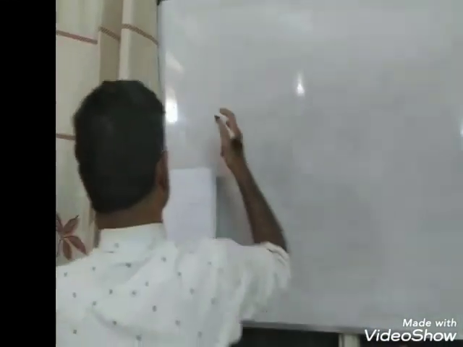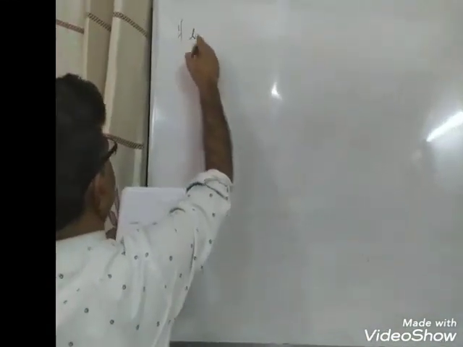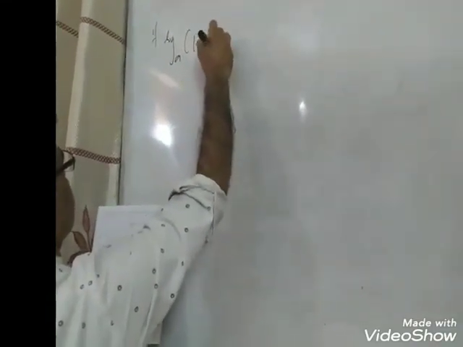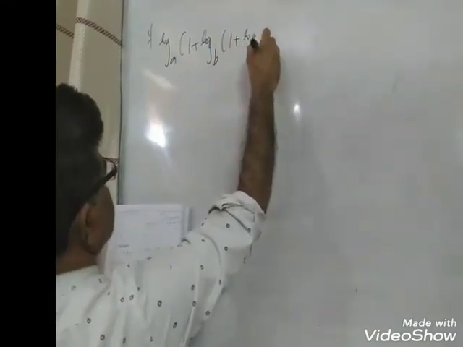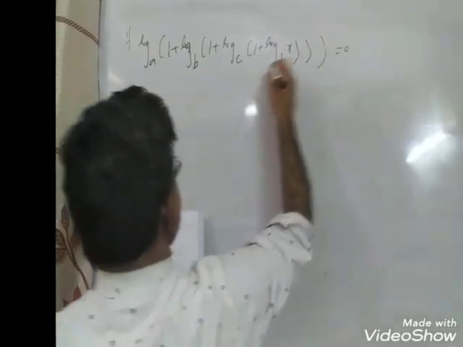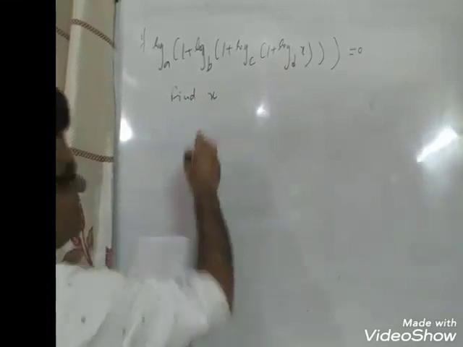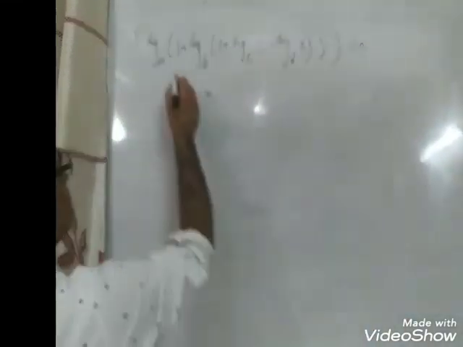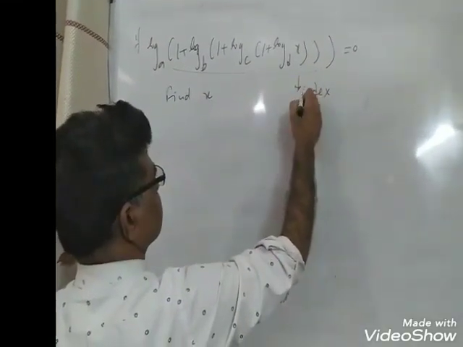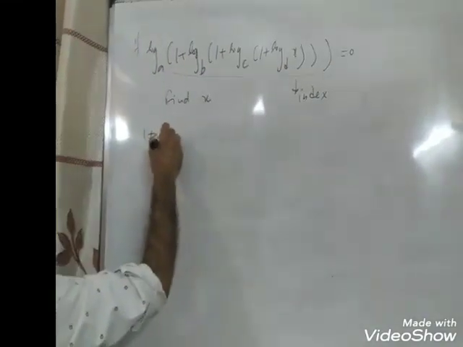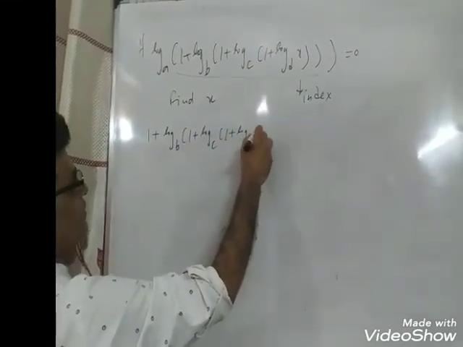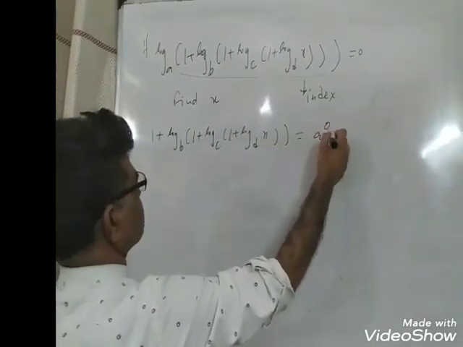Now we are moving to the next question. If log_a(1 + log_b(1 + log_c(1 + log_d x))) = 0, then find x. Now you can see the whole thing is going to be an index. So 1 + log_b(1 + log_c(1 + log_d x)) = a^0, which is equal to 1.